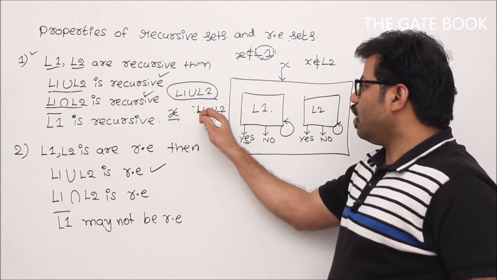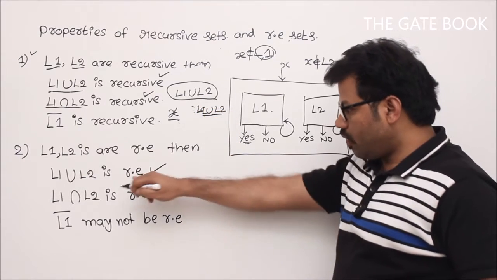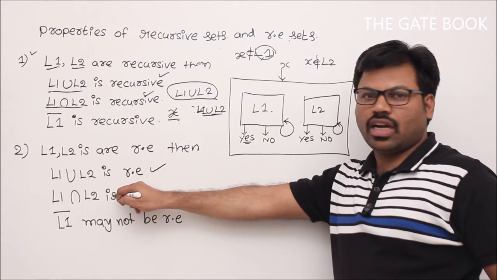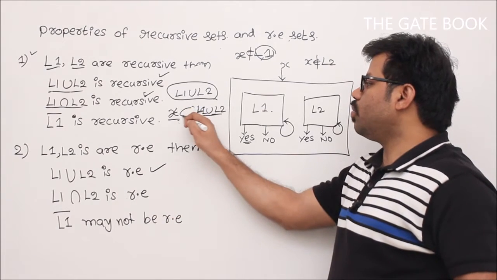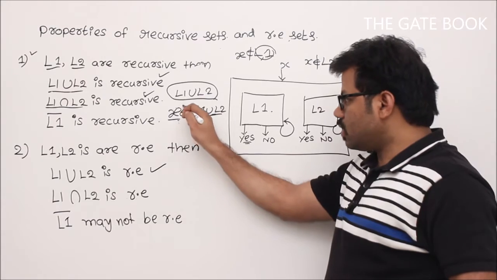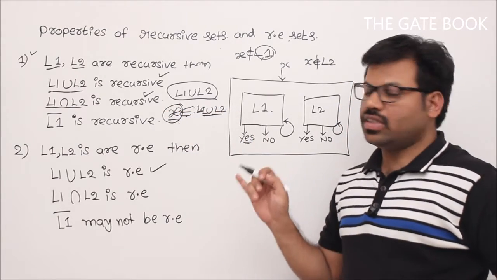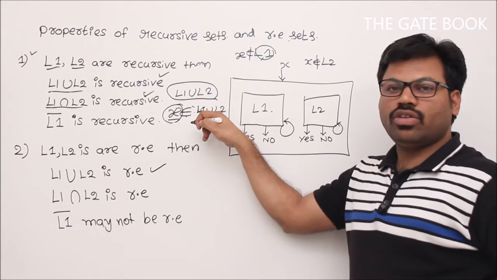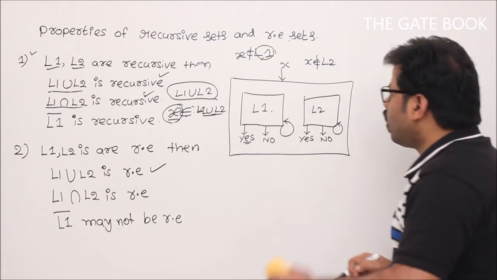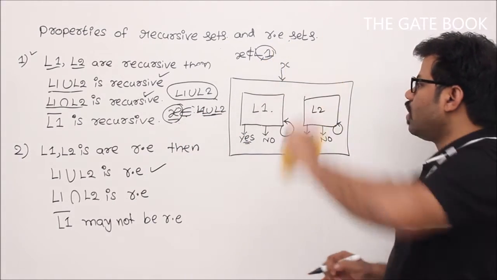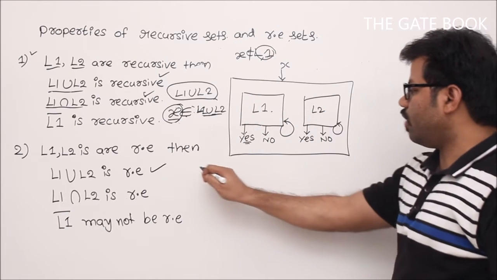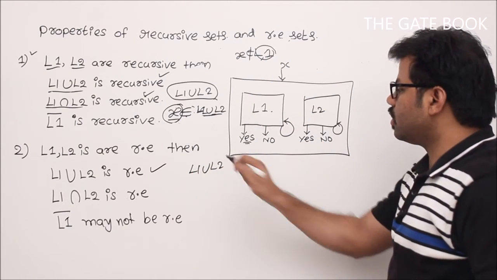So really, if you are constructing a Turing machine for L1 union L2, because it is not a total Turing machine, its responsibility is if the string belongs to L1 union L2, where L1 and L2 are languages, then X belongs to L1 union L2, definitely we should accept. For that, what I am going to do is, I am going to construct a Turing machine for L1 union L2. It looks like this.